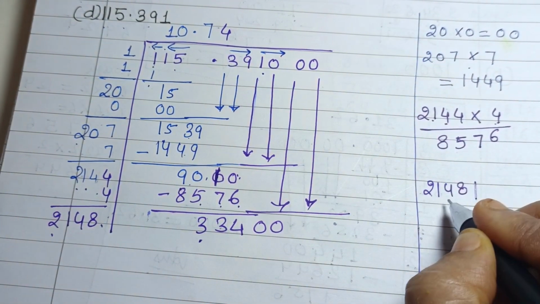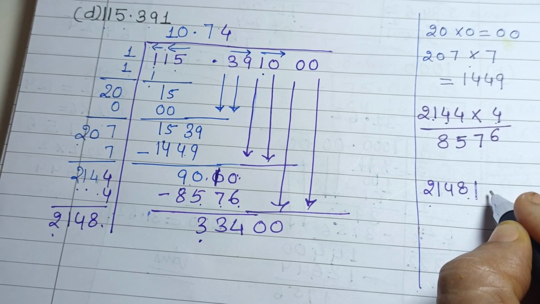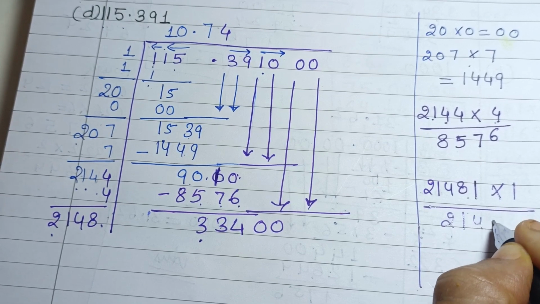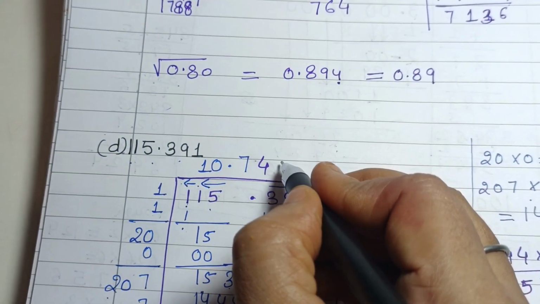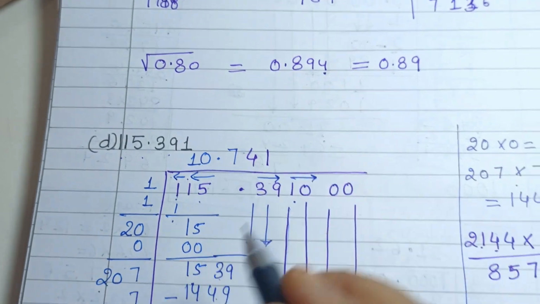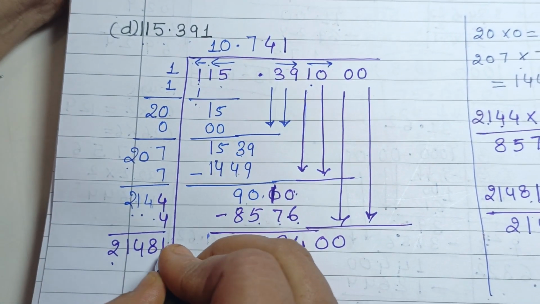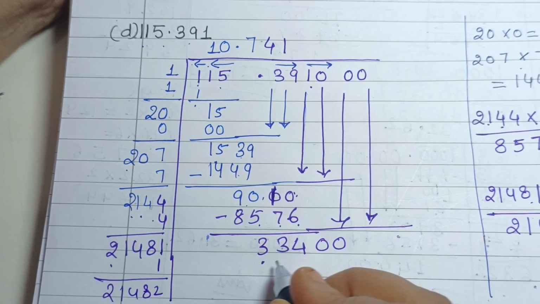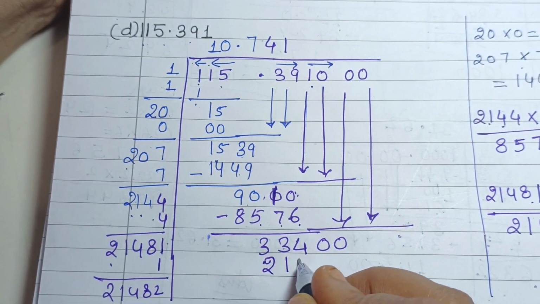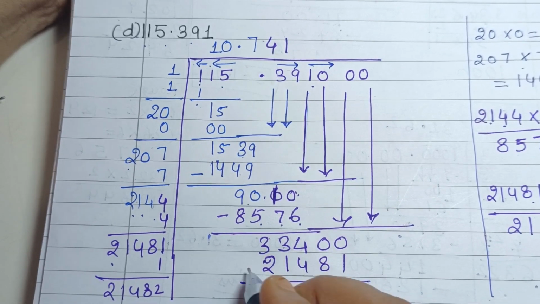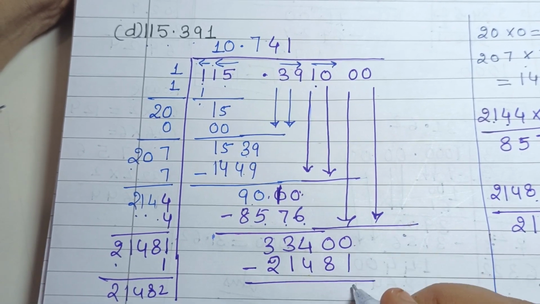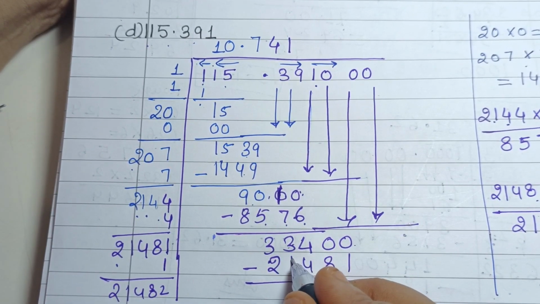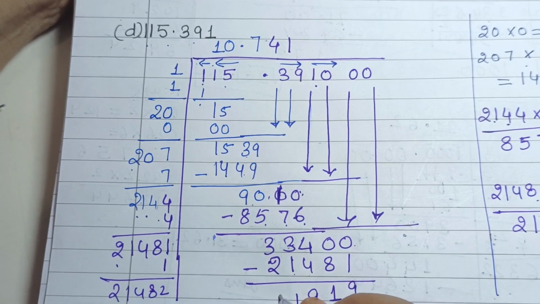So in front of this 8, I need to put 1. Multiply it by 1. What will it come? 21481. So here in the quotient it will come 1. Here in the divisor it will come 1. 1 will be added also. Right? So 21482. And here in the dividend it will come 21481. Subtract it. What are you going to get? 9, 1, then 9, and 2 minus 1, 1 and 1.